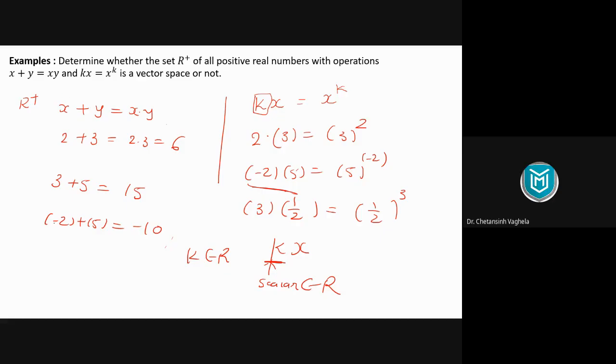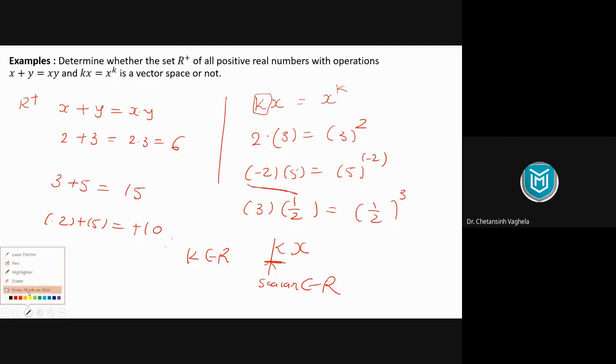It should not have minus here. That's correct. But in scalar multiplication, k can come from R. So k can be a negative value, positive value, fractions, anything. But your object x should be only a positive real number. So this way our operations are defined. Addition is given by ordinary multiplication, and k times x is given by x power k. If these operations are clear, let's check all 10 conditions.